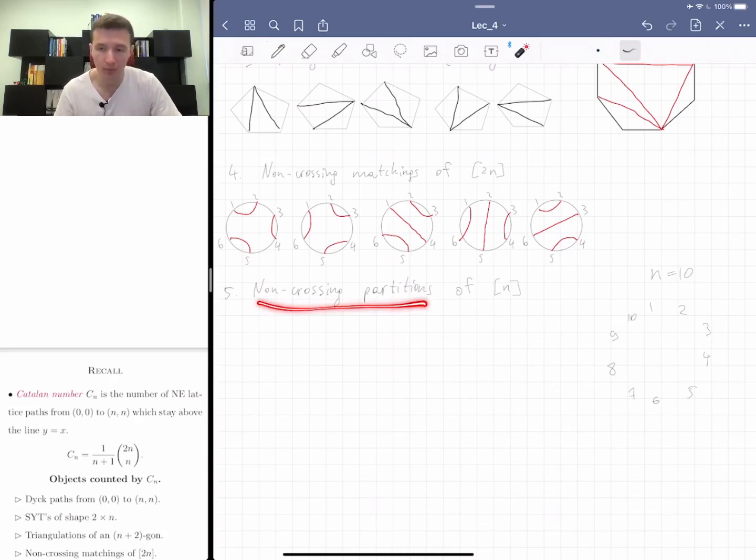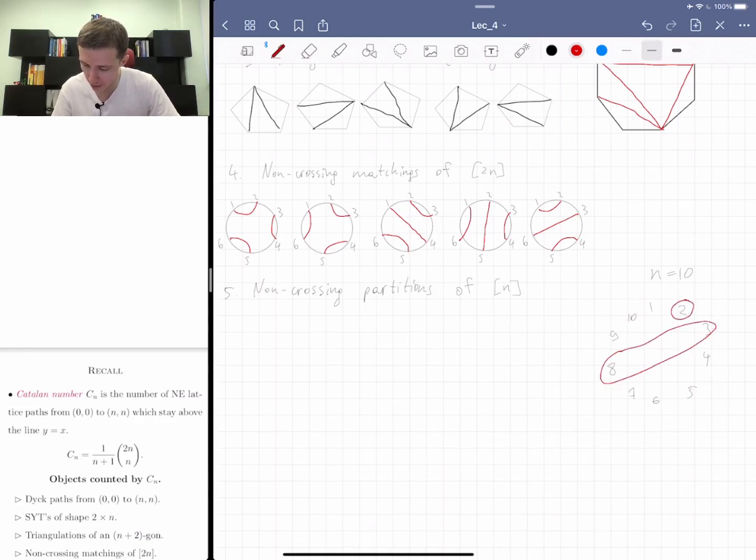I'm supposed to find a non-crossing partition. Which means that I have this set of 10 elements and I partition it into subsets in a non-crossing way. So there cannot be a subset that looks like this and another one that looks like this. Right? These two are crossing, so that's not allowed. Okay, so I can try. Maybe I take 8 and 3, and then 2 is by itself, and then maybe 1 and 9 are together. 10 is by itself, and then 4, 5, 6 are together, and 7 is by itself.